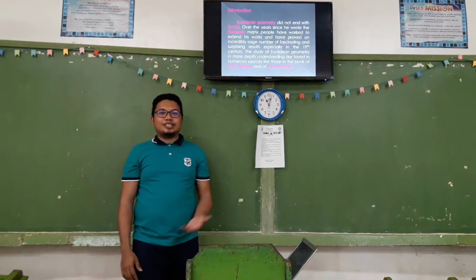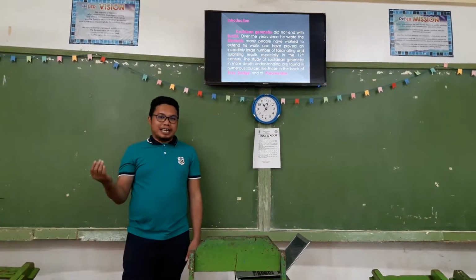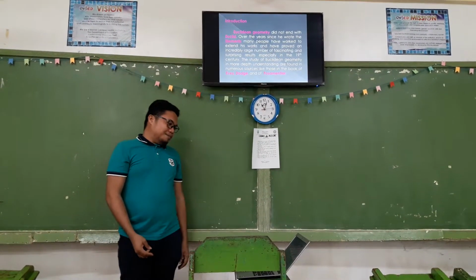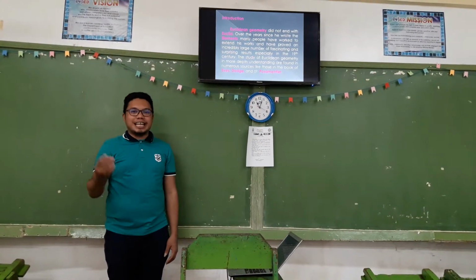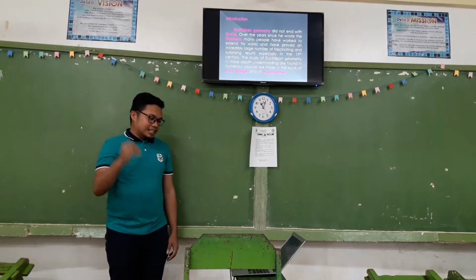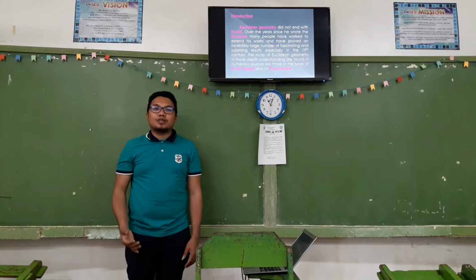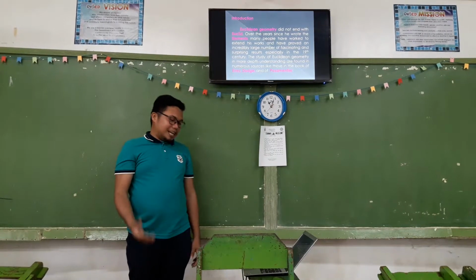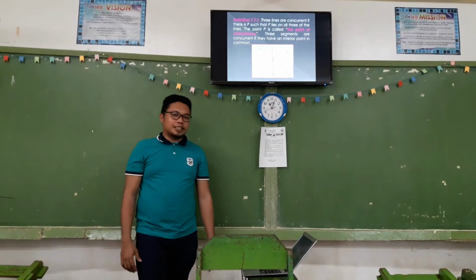This morning, we will be discussing exploring Euclidean geometry in a triangle. So let's go to the introduction first. Euclidean geometry did not end with Euclid. Over the years, since he wrote the Elements, many people have worked to extend his works and have proved an incredibly large number of fascinating and surprising results, especially in the 19th century. The study of Euclidean geometry in more depth is found in numerous sources like the books of Ives, Dodge, and Posamentier.